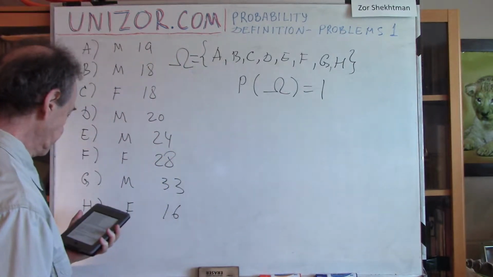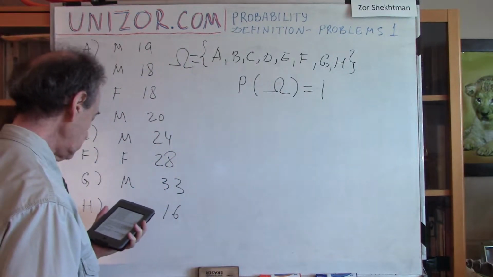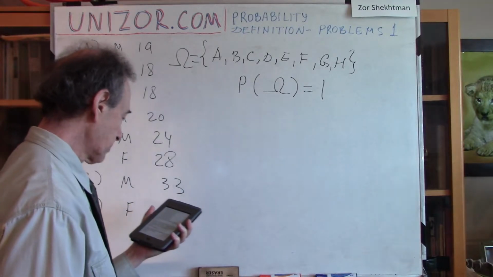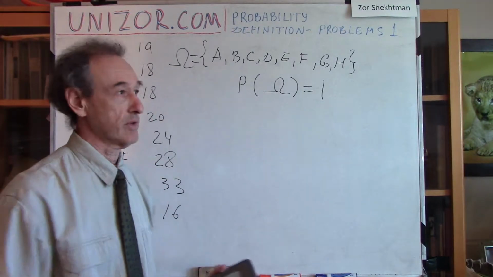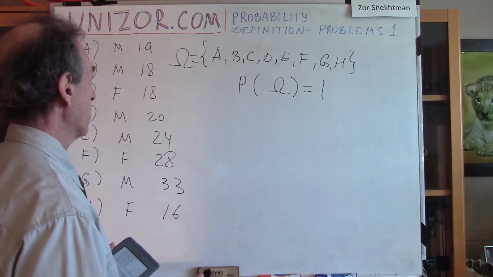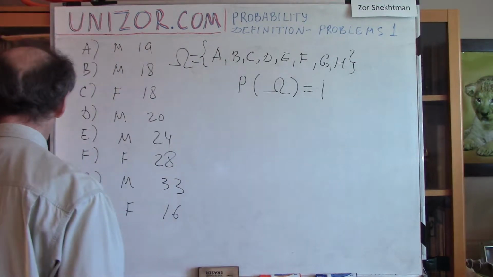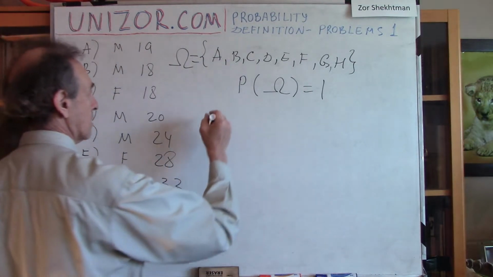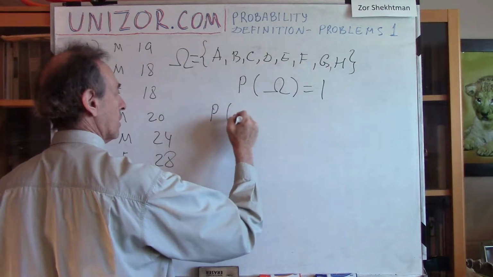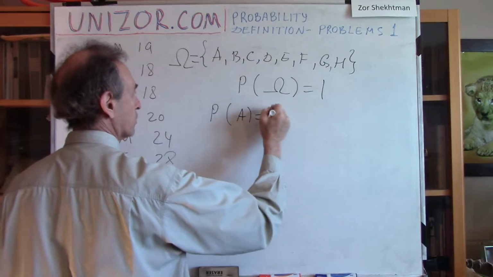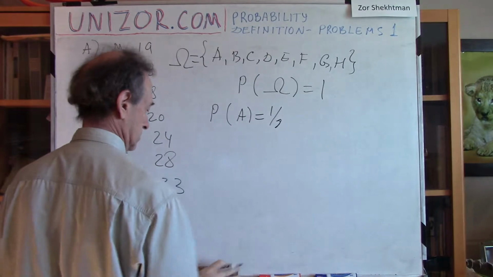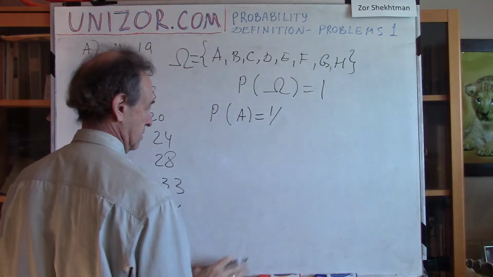All right. Next problem. What is the measure of probability allocated to each elementary event? Okay, we already talked about this. The measure of probability of A is equal to 1/8.